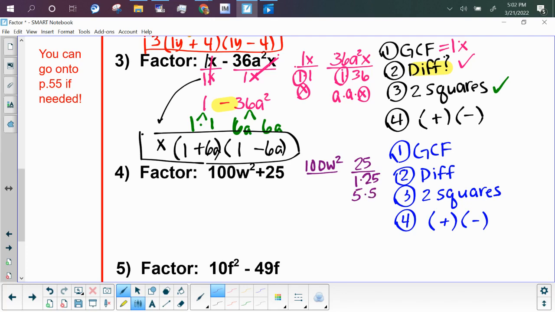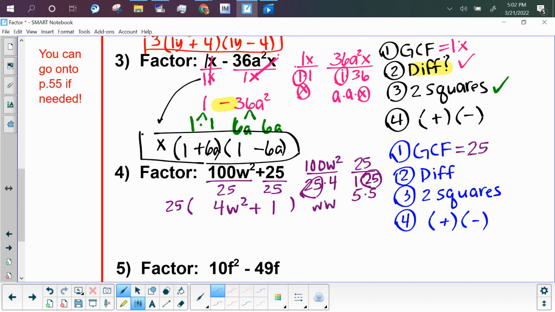And then we ask ourselves, the biggest number here is 25. I wonder if 25 can go into 100. Let's see, 100 divided by 25 gives me 4. Yes, it does. Then I have W, and this one has no W. So the GCF is just 25. I'm going to divide it out. Remember, I always put that GCF out front. 100 divided by 25 gave me 4W squared plus 1, since 25 divided by 25 is 1.